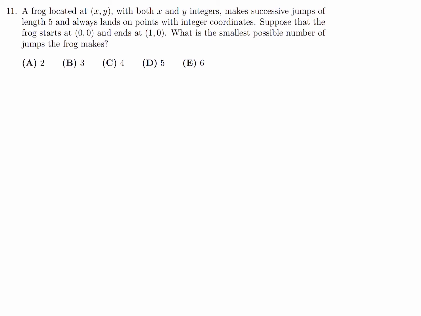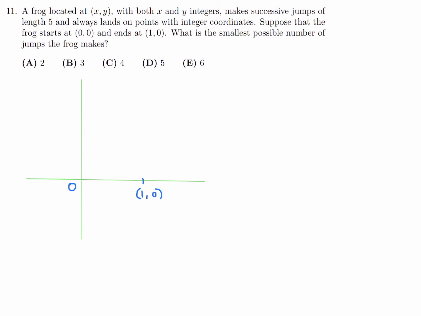So first thing, let's just draw a coordinate plane very quickly and see if we can make this possible. Let's start with 2 jumps, which is the smallest of the answer choices. We're starting here and ending up at (1, 0). Can we make it with 2 jumps? Well, if I go 5 this way and then go back 5, I'm right back where I started. So obviously that's not the approach.